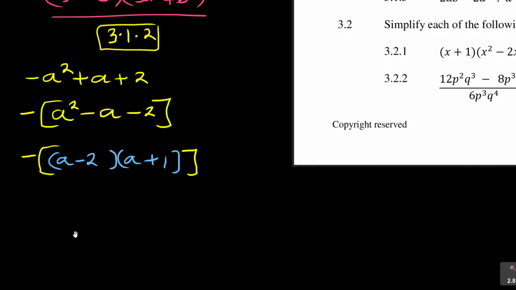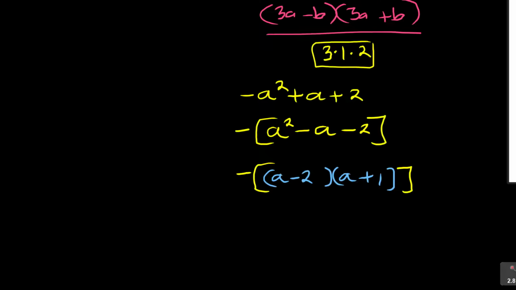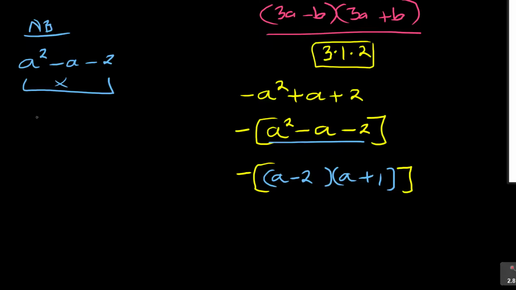But you might ask, how did you come about this? Just as an extra NB, let's look at this. Inside, it was a squared minus a minus 2. I use product and sum, so I take these 2 and multiply them. a times this, which is my product, is negative 2a squared. My sum is the center number, so the sum is equal to minus a. I'm looking for 2 numbers that when I multiply them, I get minus 2, and when I add them, I get negative a.